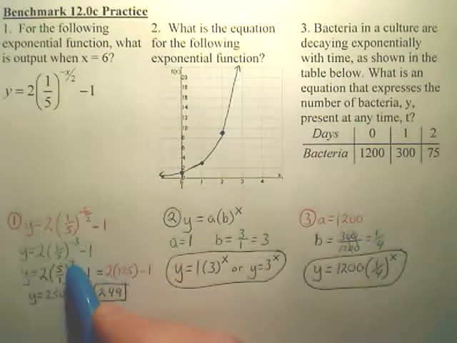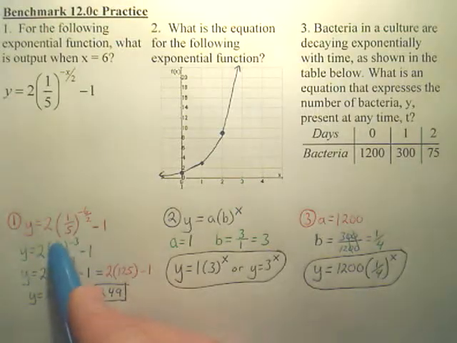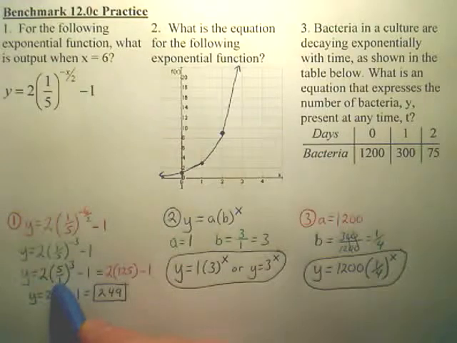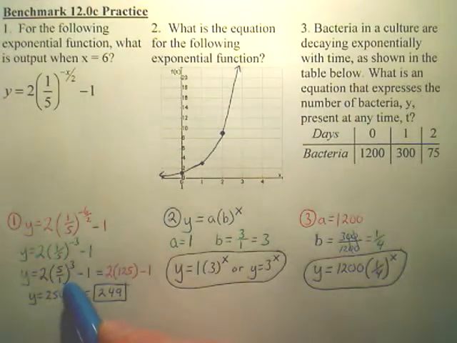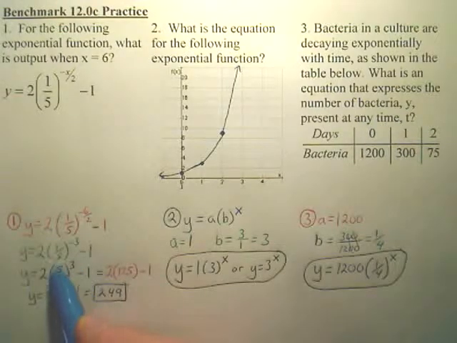Well, you can do that if you switch what you're powering. It went from 1/5 to 5 over 1, because the negative power flips what you're powering and changes the power to a positive. So now we have a positive power which we can calculate after we switched the 1/5 to a 5 over 1.